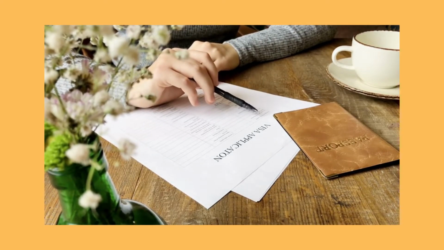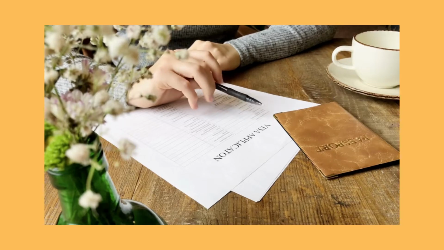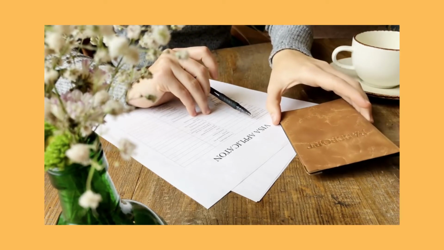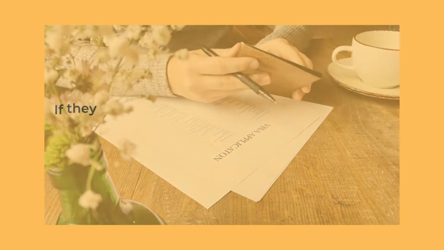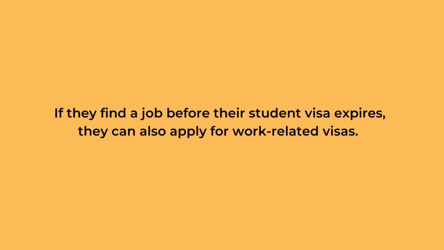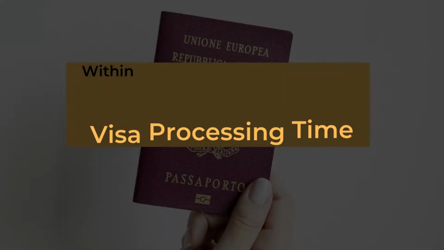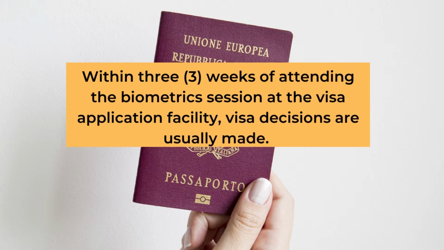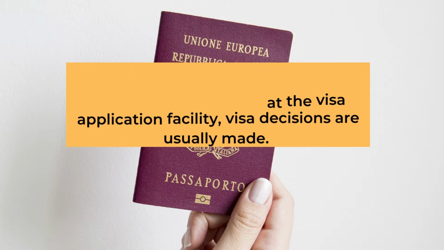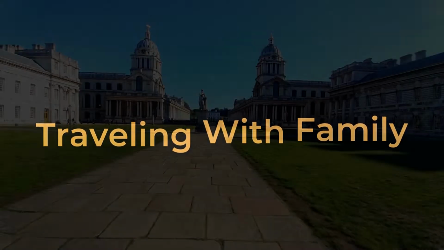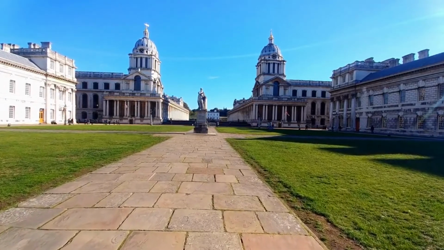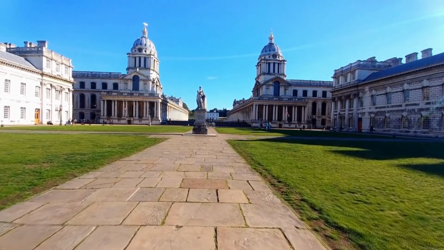If students opt to enroll in another course after finishing their present one, they can petition to have their visa extended. If they find a job before their student visa expires, they can also apply for work-related visas. Visa processing time. Within 3 weeks of attending the biometric session at the visa application facility, visa decisions are usually made.